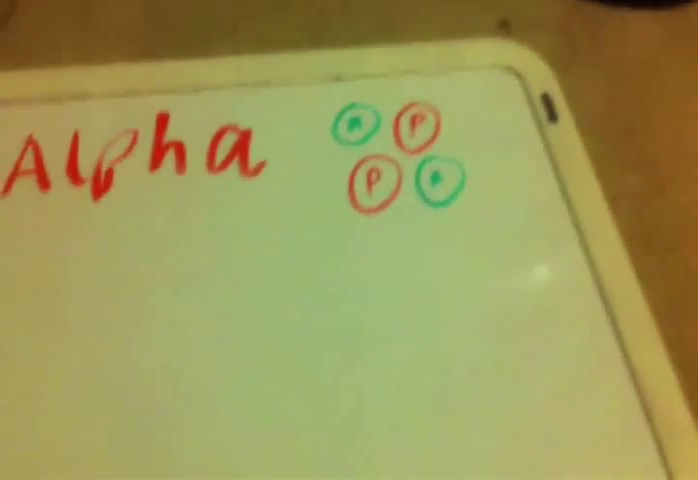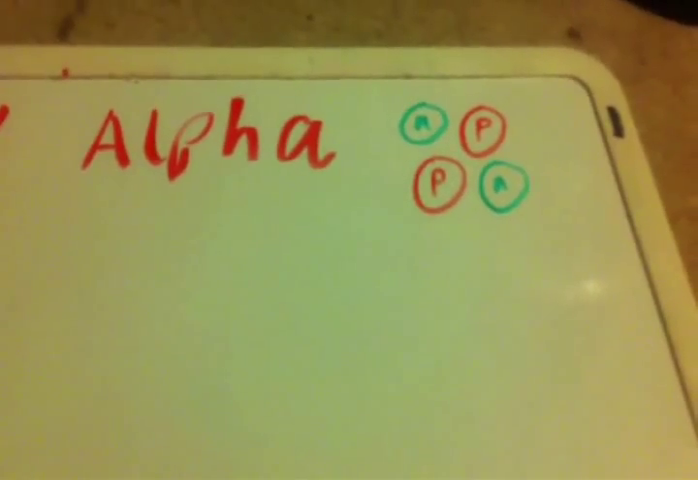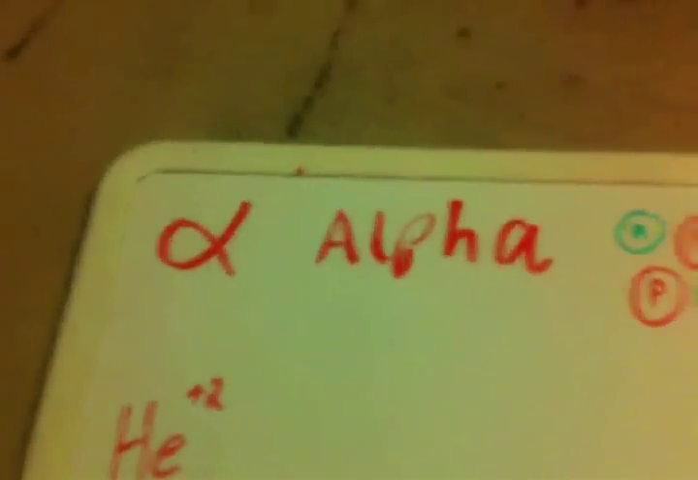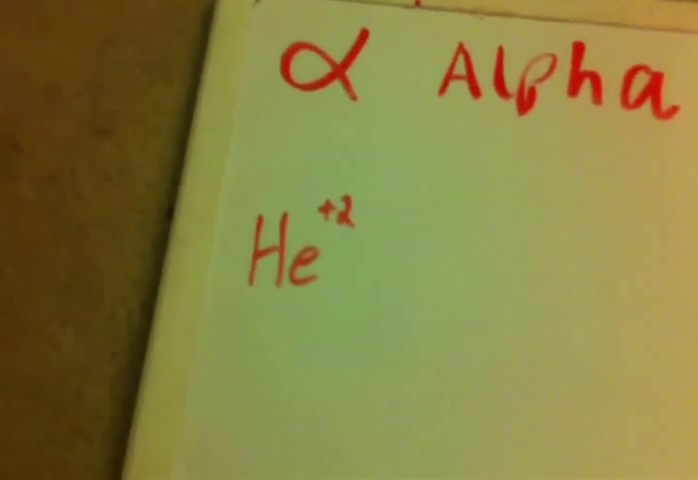Now, if you recall, I said a proton and a neutron are each actually made of 3 particles. So that's 3 times 4. That's actually 12 particles that make up a single alpha particle. They're relatively large and dense things. But of course, that kind of makes sense when you think about it. They're often represented by this symbol, helium, but with a little positive 2.